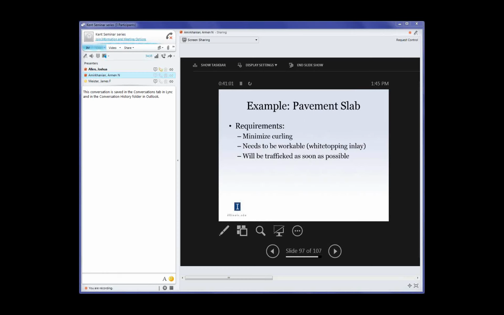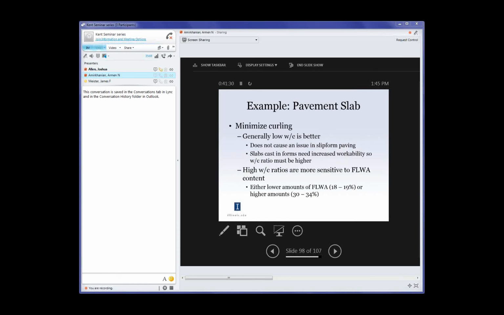Okay, so for pavement slab, minimizing curling is a good idea. It prevents some of the cracking that's seen with various loads when it's wet or dry. We'll just use the example. It needs to be a workable mix because we'll do, let's say, a white topping inlay on a horribly deteriorated asphalt pavement that should have been torn up decades ago, but someone wanted it there still. And we want to traffic it as soon as possible. So again, to minimize curling, we need a low water cement ratio.